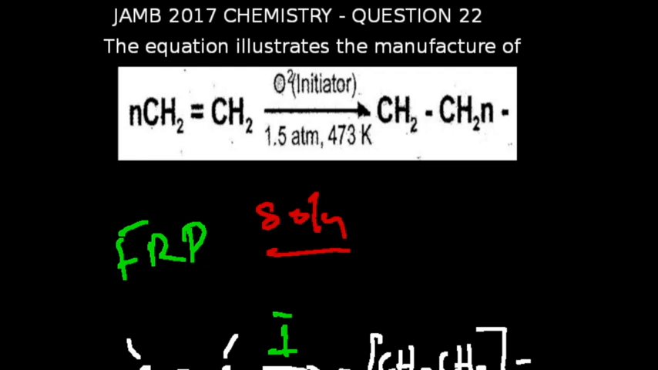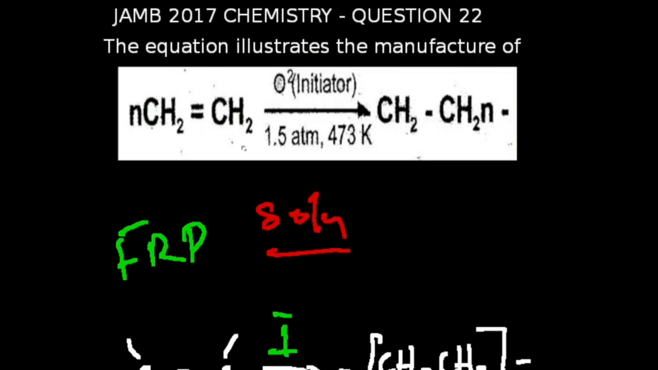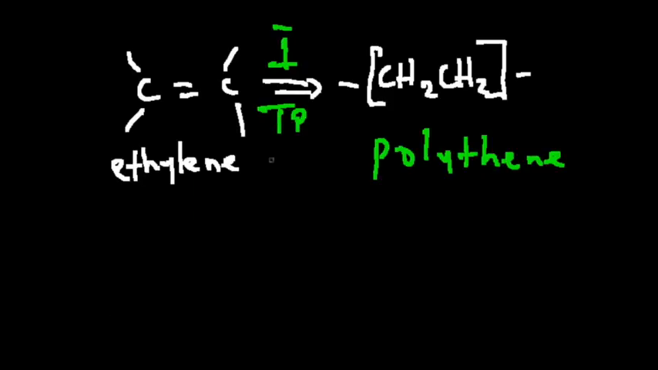Question number 22 of the JAMB 2017 chemistry exams is what we're looking at. The equation illustrates the manufacture of. What I want us to know about this question is we can look at the diagram or the equation above and rewrite it as follows. So what we have here, CH2=CH2, is simply what I've written here as ethylene.